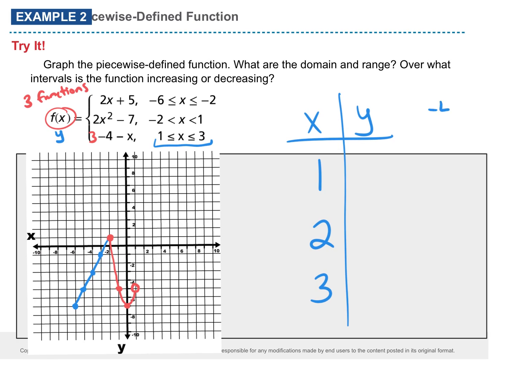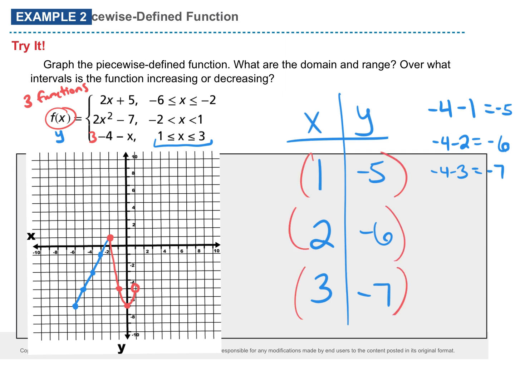So I have -4 minus 1, which is -5. -4 minus 2, -6. And then -4 minus 3, -7. Wow, what was the point of that? Coordinates.